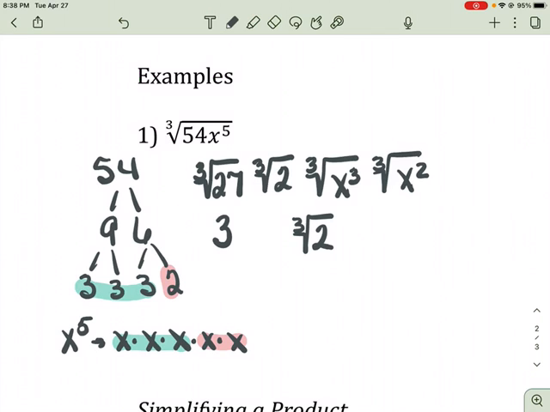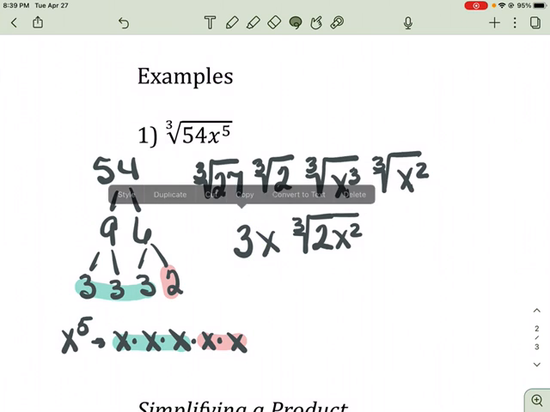So the cube root of 27 is 3. There's our cube root of 2, and I can't do anything with it. The cube root of x cubed is x, because that's the number that times itself 3 times gave us x cubed. And this x squared is going to stay underneath. So our answer is 3x cube root of 2x squared. Now, I don't know about you, but I don't want to write out those variables all the time, so we'll see if we can come up with a shortcut.